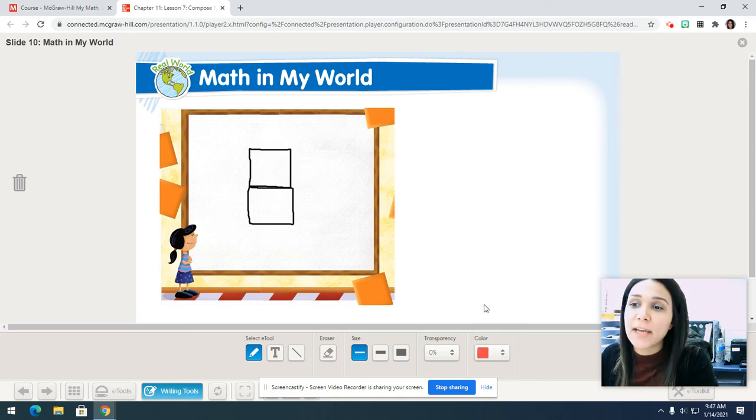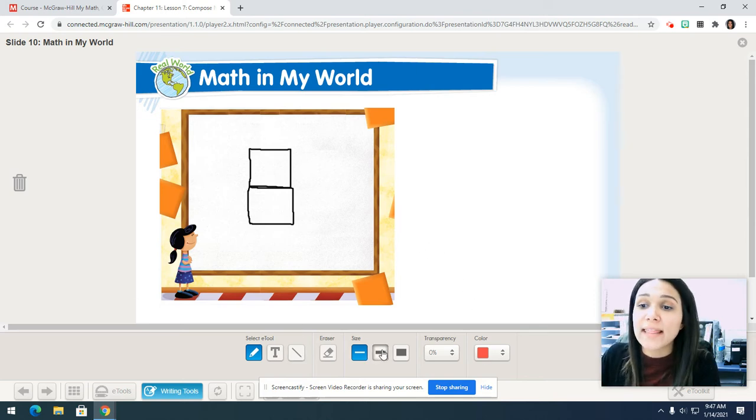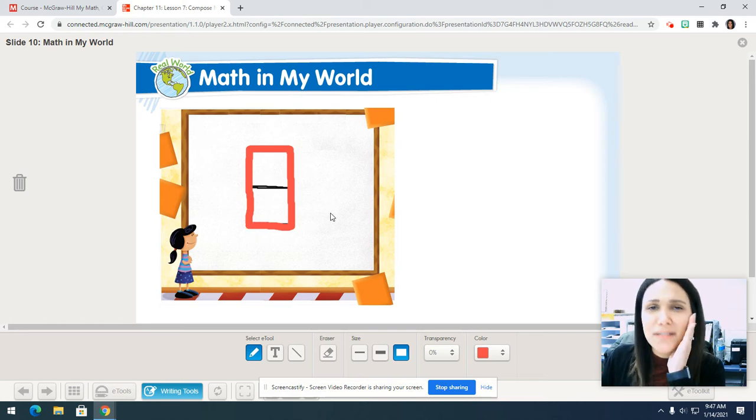I'm going to say my crayon is red. If you don't have a red crayon, that is a-okay. Just use whatever crayon that you have with you. What I want to do now is trace the sides to see what composite shape we have. Trace the first side. 1, 2, 3, 4. Boys and girls, what shape did we just make?